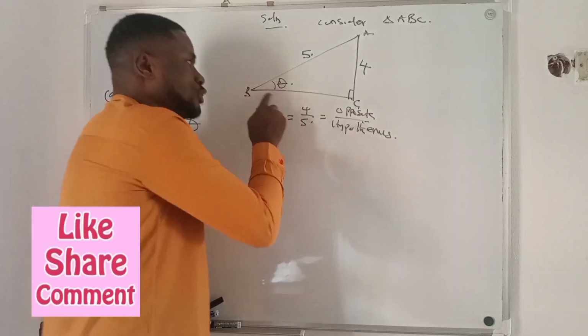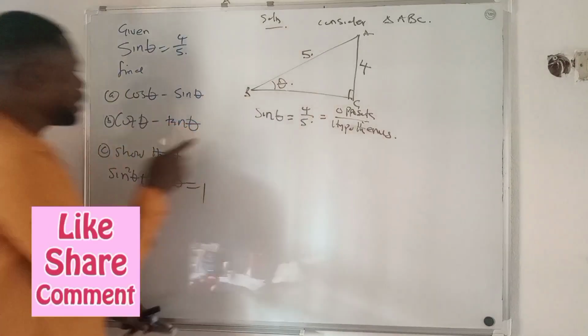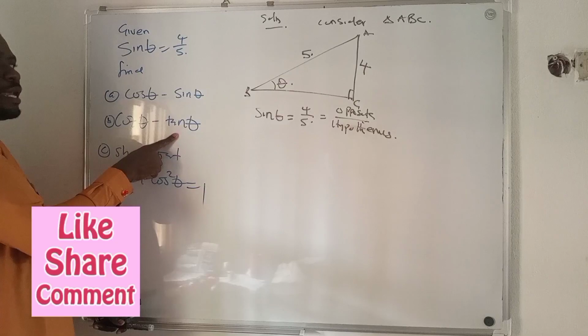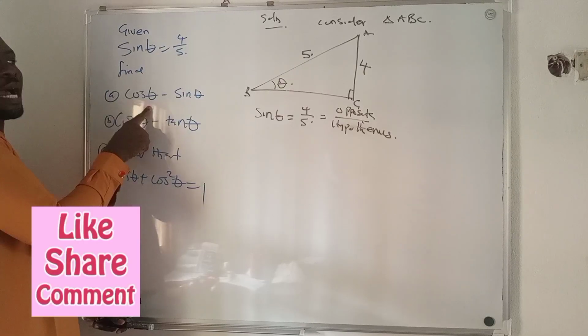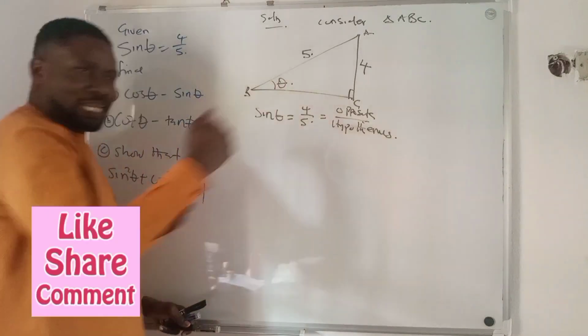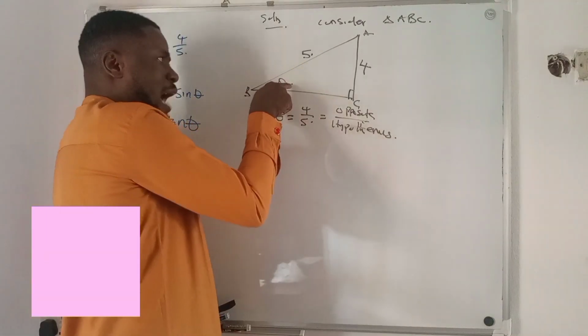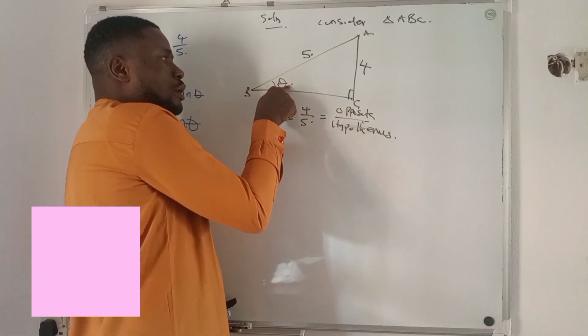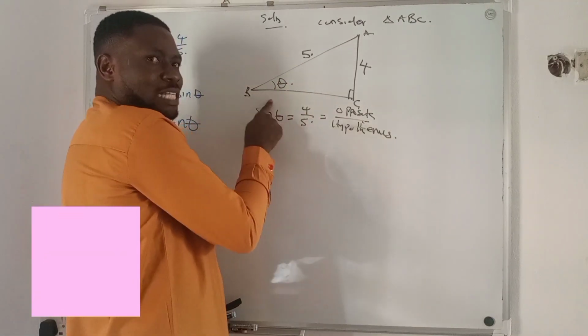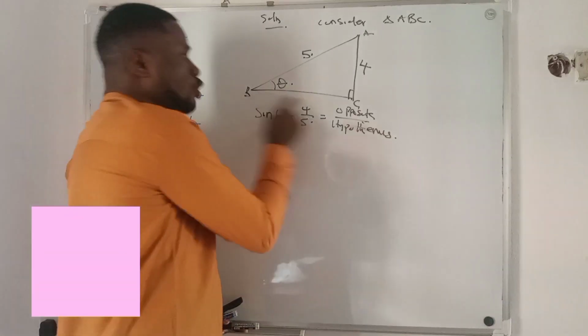Now, having done this, let's see if we can get the remaining side. Why am I interested in knowing the remaining side? Because I know that from the question, I have seen tan, I've even seen cosine. Remember that cosine is adjacent. Now, this angle theta, you need to have the adjacent of that angle. So we need to know this side.